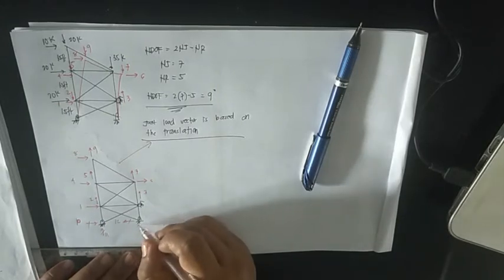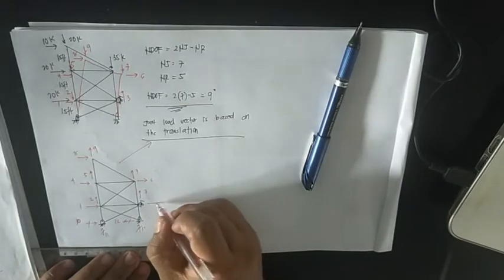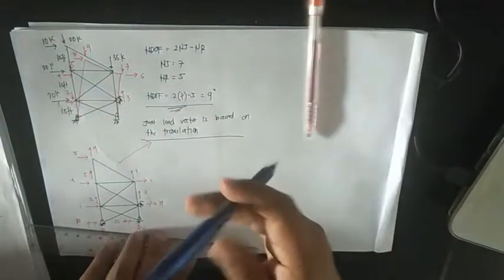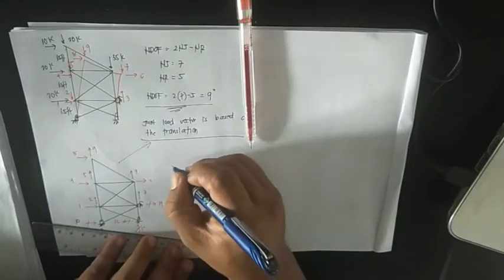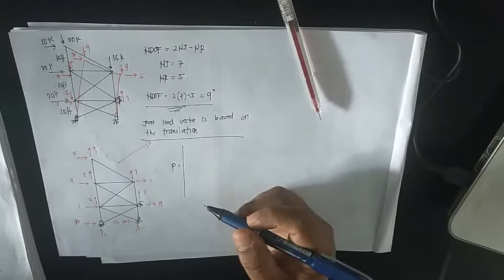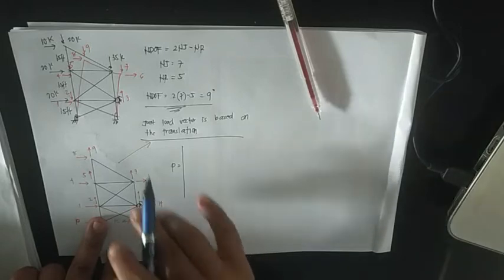Then 13. Then we have here 14. Okay, so now, to proceed with the joint load vector P, it will be 1, 2. The joint load vector is also based on the actual load.